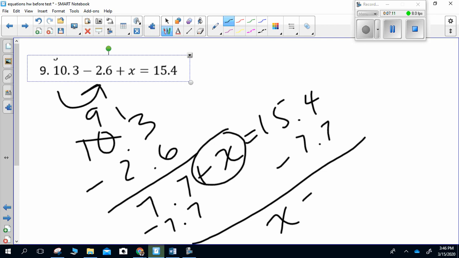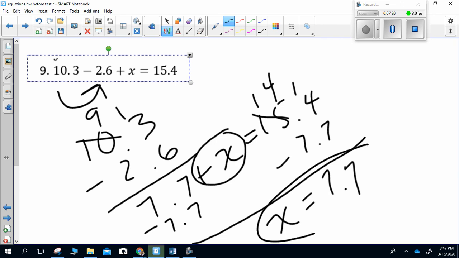x is equal to, I need to borrow here, but remember, you can use your calculator. I just don't have one handy. So my answer is 7 7/10.